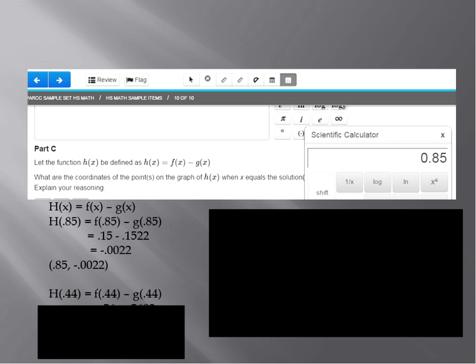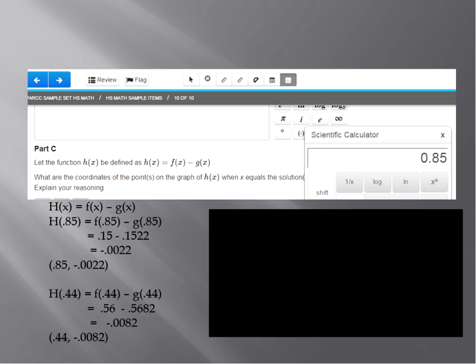We're going to do the same thing now for h of 0.44. Substitute values in for what f of 0.44 equals and what g of 0.44 equals. Subtract those two and we get negative 0.0082, for a point of 0.44 and negative 0.0082.